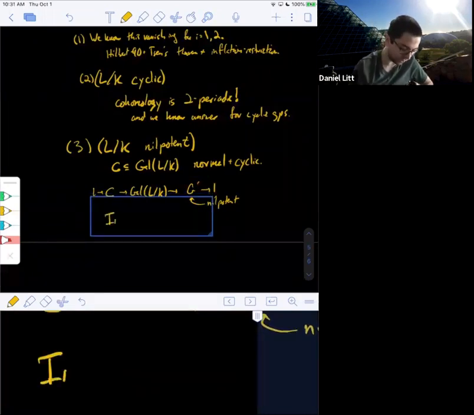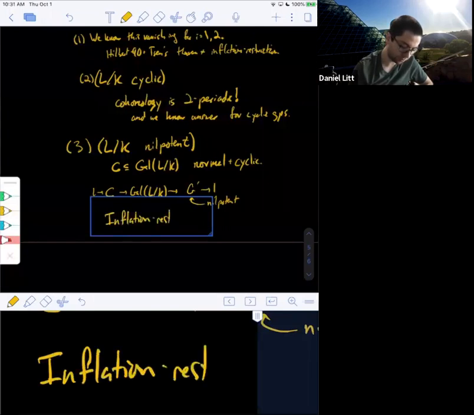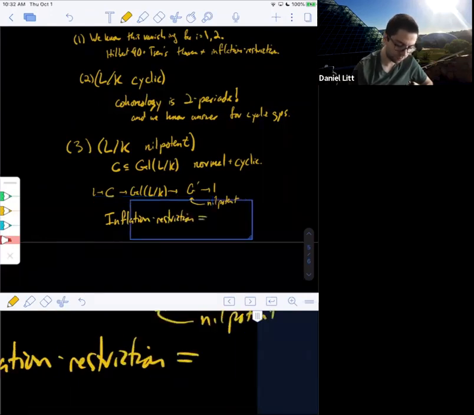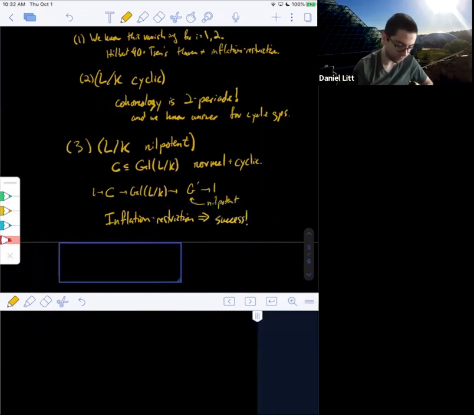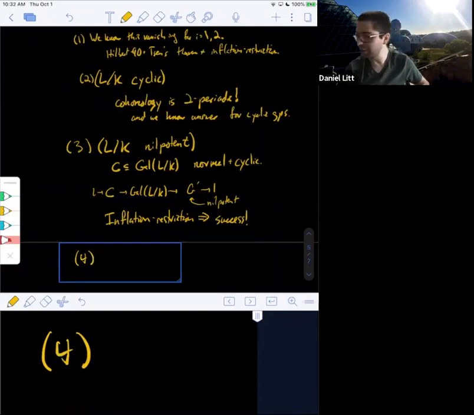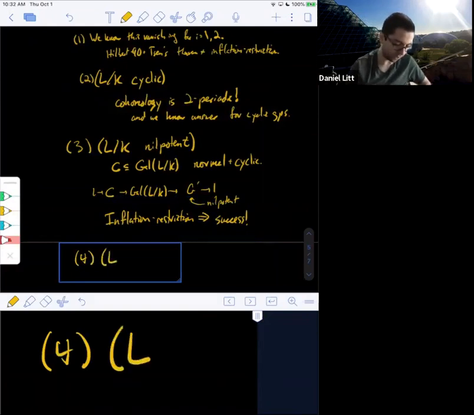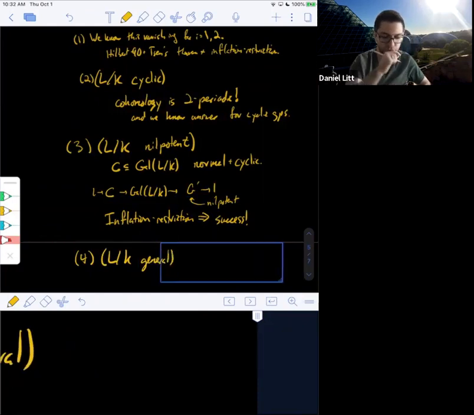And so now this inflation-restriction exact sequence gives it to us. Okay. So now we're almost done. So now let's do it for L over K general. So does anyone see what to do now? So how do you go from nilpotent groups to general groups?